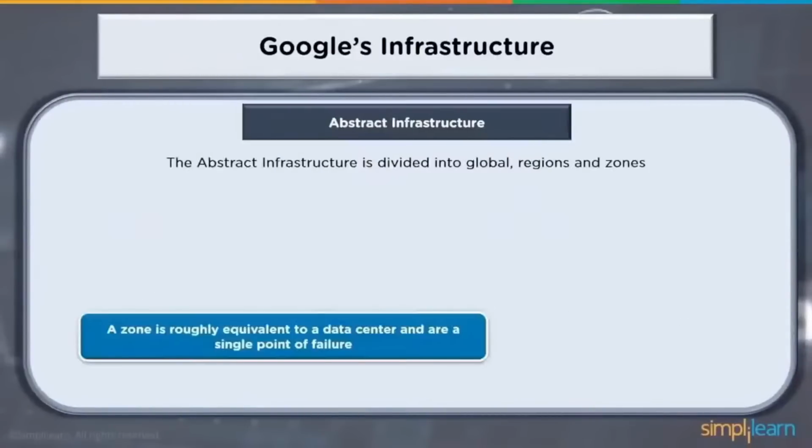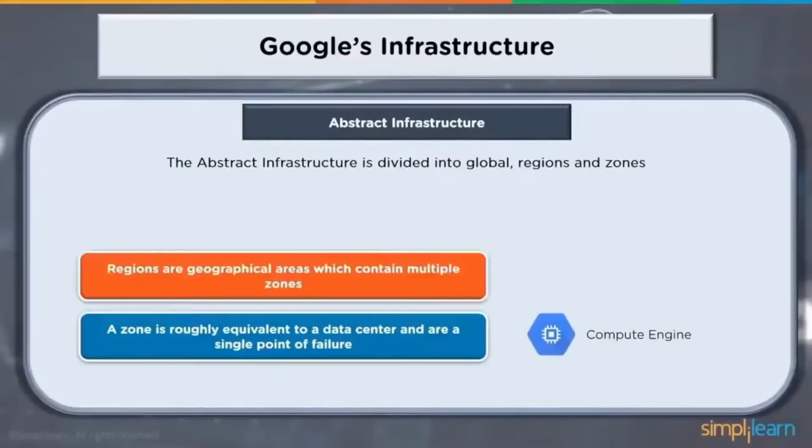When we talk about abstract infrastructure, that is divided into global, regions, and zones. A zone is roughly equivalent to a data center and a single point of failure. So you could have your Compute Engine, which is within a zone, or you could say Compute Engine is a zonal resource.